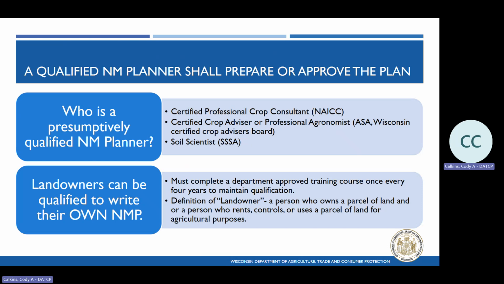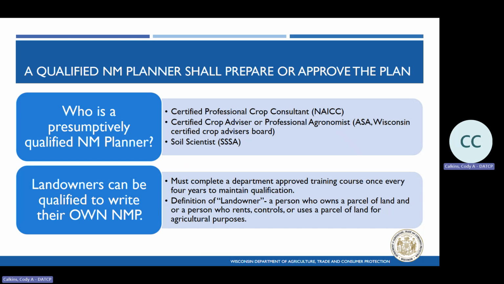Like mentioned before, a nutrient management plan must be prepared by a qualified planner. So who is presumptively qualified to write those plans? Well, you could be one of a few things. You could be a certified professional crop consultant, a certified crop advisor or professional agronomist, or a soil scientist. And those previous credentials are through societies like this.